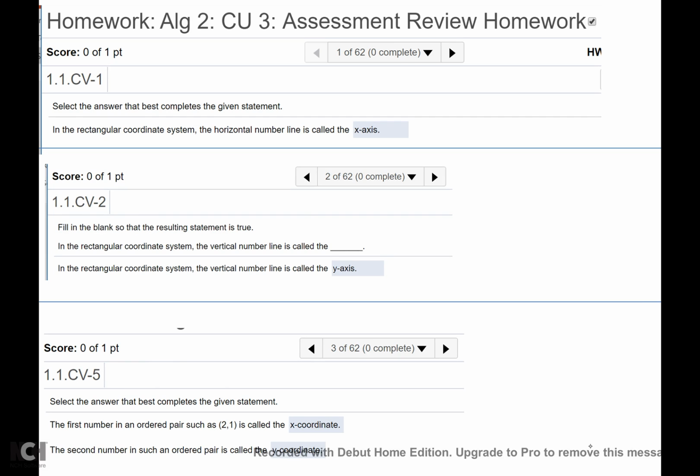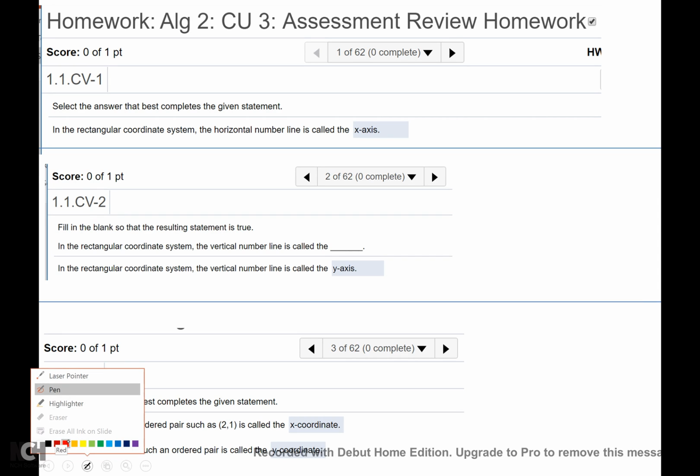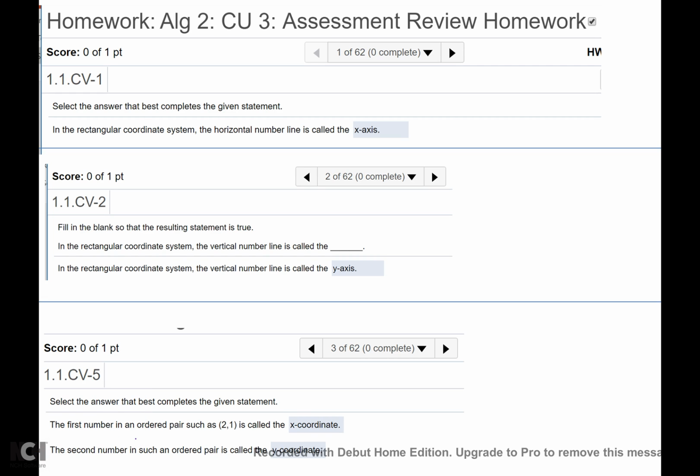In the rectangular coordinate system, the horizontal number line is called... and again, the answers are on here. It was easier for me to do that than to try and go through every part and pick it. Anyway, when you have a rectangular coordinate system, they're talking about a graph. This axis, the horizontal axis, is called the x-axis. The vertical axis is called the y-axis.